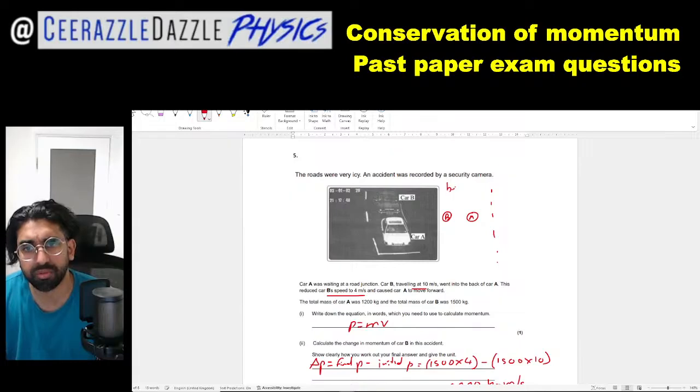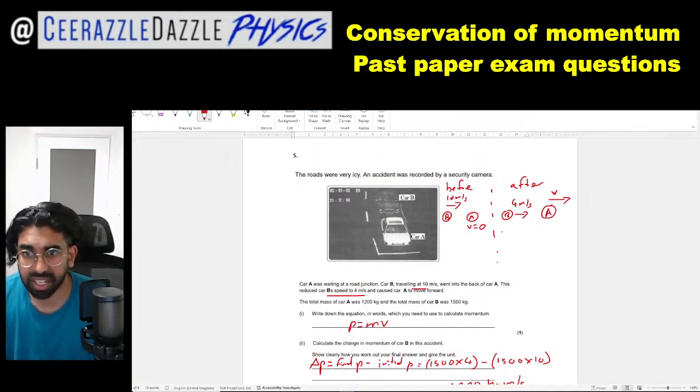So I'll draw the before stage and I will draw the after stage in this case. So first of all, B was moving at 10 meters per second. A was not moving at the start, so car B went into the back of car A. Car A is not moving, so the velocity of car A is 0. Afterwards, we know that B is still moving forward, but only at 4 meters per second. Oh no, car A is moving, yes, at a velocity we don't know.